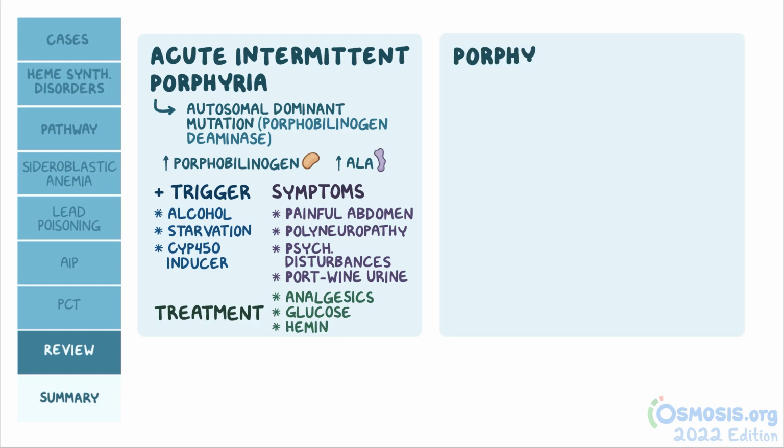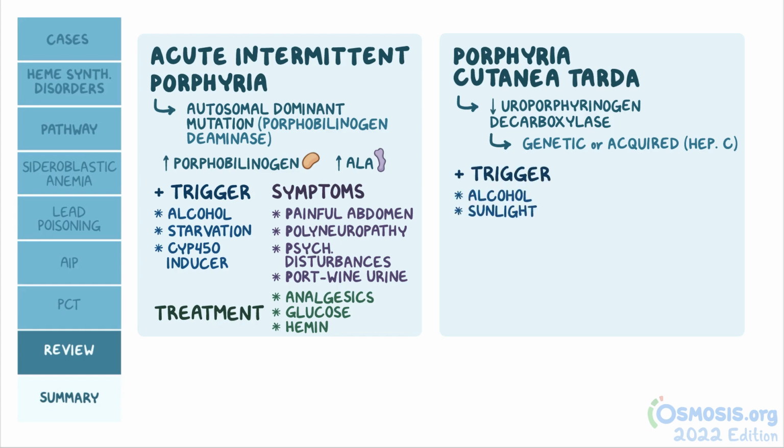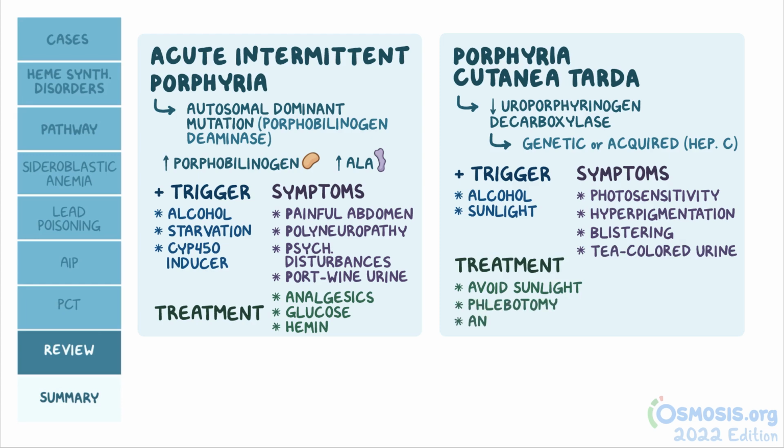Finally, porphyria cutanea tarda is characterized by deficiency of uroporphyrinogen decarboxylase, which can be genetic or acquired due to hepatitis C infection. Symptoms can be triggered by alcohol consumption or sunlight exposure, and include photosensitivity, hyperpigmentation, blistering, and tea-colored urine. Treatment includes avoiding sunlight exposure, as well as phlebotomy and antimalarials.